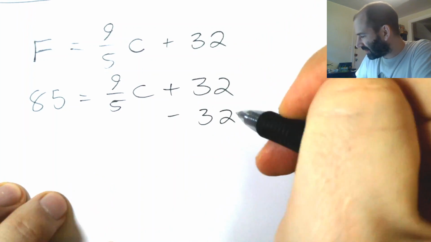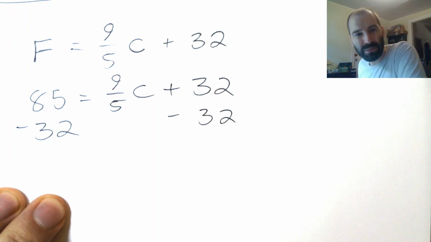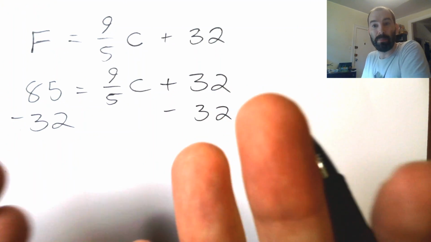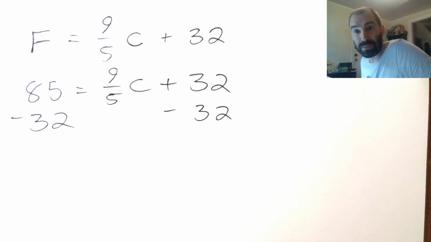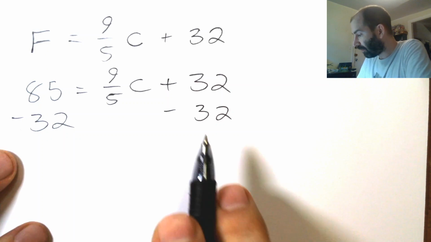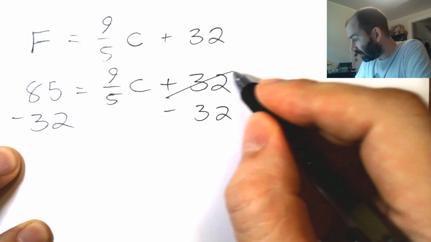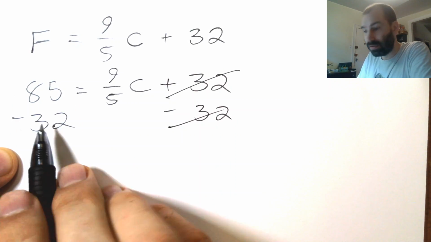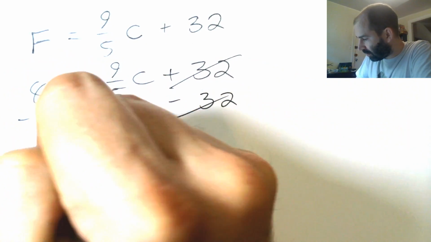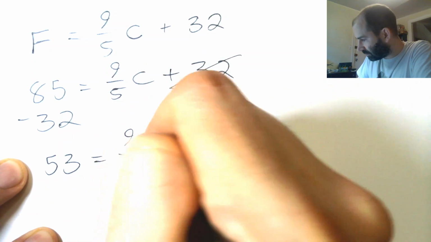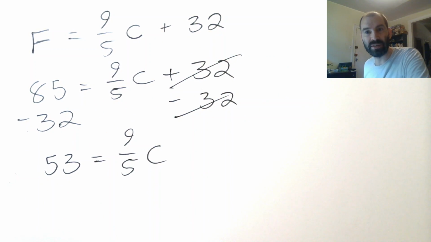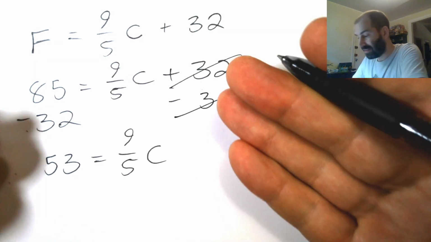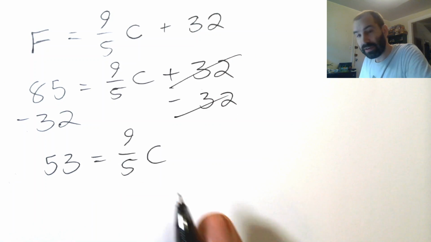All right, so let's subtract 32 from both sides. That will keep this scale balanced because I removed the same amount from both sides. So if I subtracted the 32 that was here, well, it's gone now. If I have 85 and subtract 32, what am I left with? 53. So I'm just left with a new equation. The scale's still balanced because I did the same thing to both sides.